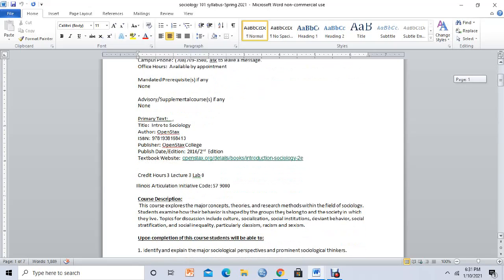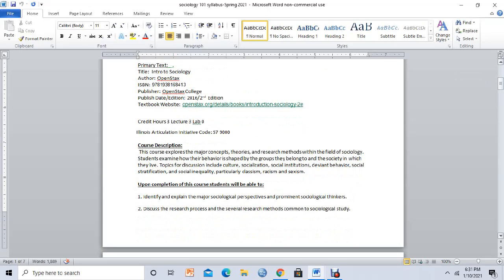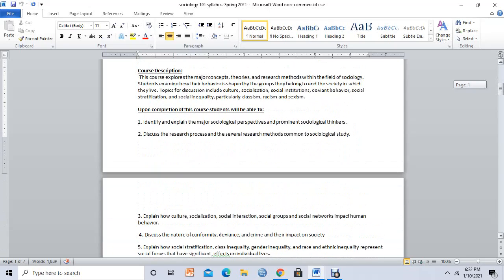All right, going on next to the primary text that will be used in Intro to Sociology: OpenStax. The bookstore will tell you exactly which book we're going to use for the semester. I have a combination of going through the book, but I put a lot of the material in the PowerPoint presentations, and we'll be going over that as well. It's a 3-hour course. The course description covers the major concepts, theories, and research methods, just a little bit about research methods, not a whole lot.